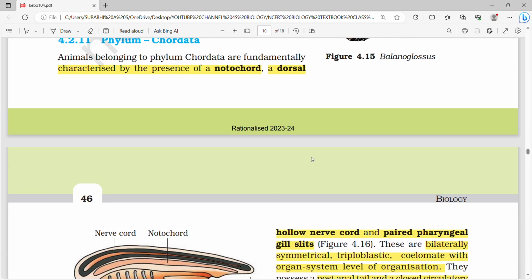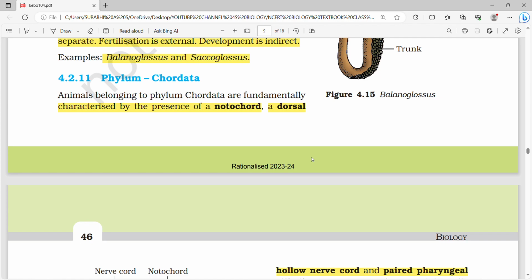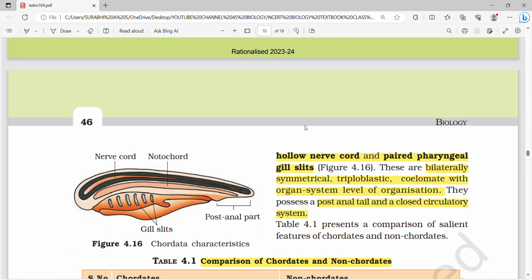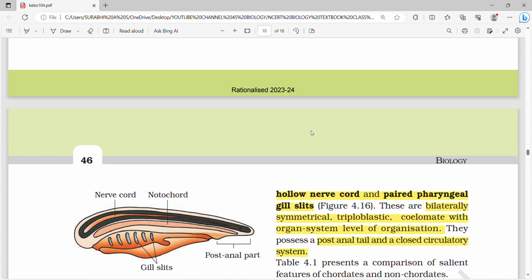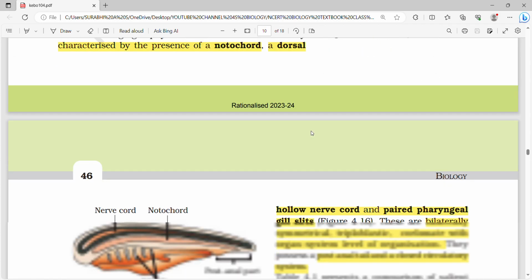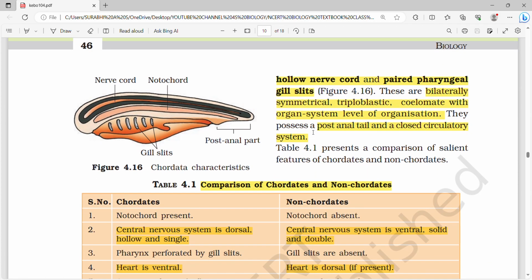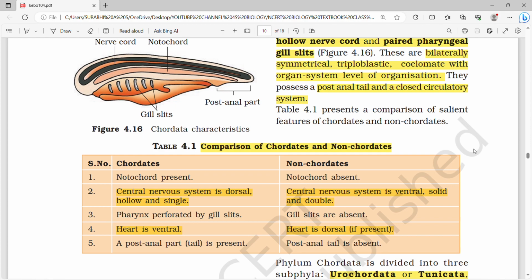Next, moving on to phylum Chordata, which is important. They are characterized by the presence of a notochord. They have notochord, dorsal hollow nerve cord, and paired pharyngeal gill slits. They are bilaterally symmetrical, triploblastic, coelomate with organ system level of organization. They have a post-anal tail also, and they have a closed circulatory system.